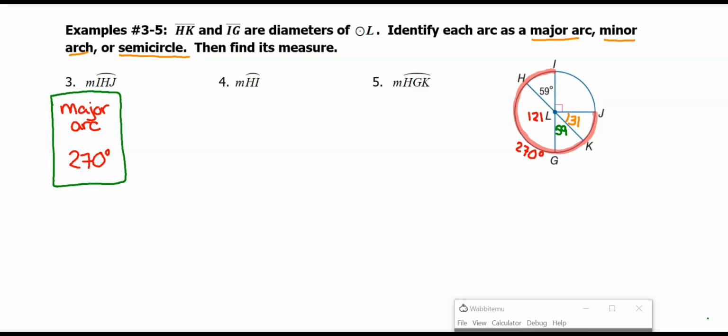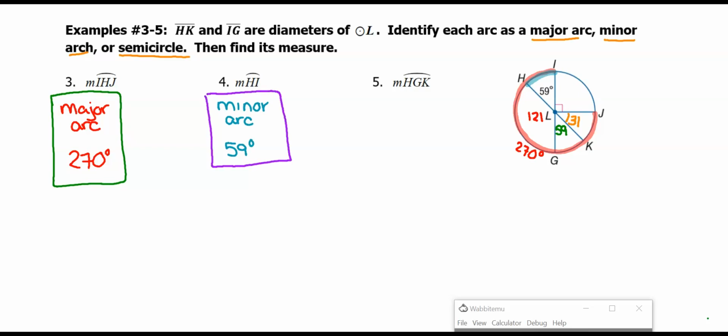For number 4, they want to know what HI is. HI goes from here to here, which is definitely going to be a minor arc. Again, the notation says you use two letters with minor arcs, and it will be 59 degrees since they are the same as the central angle that intercepts them.